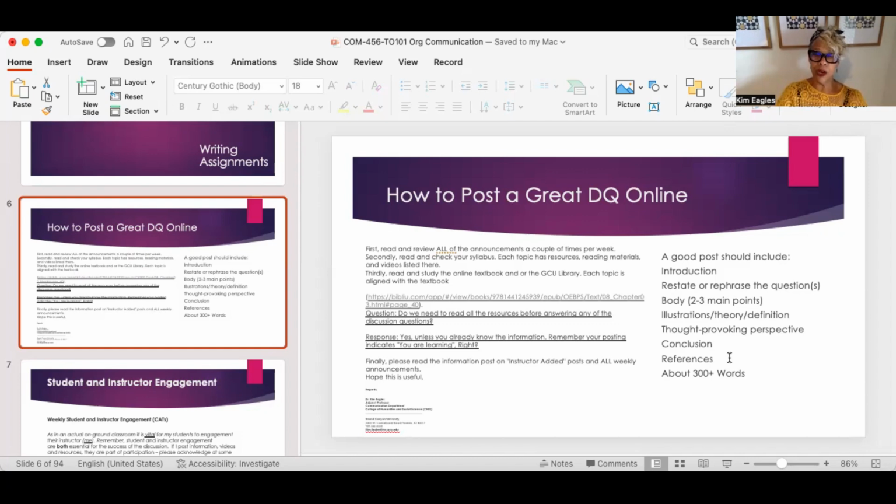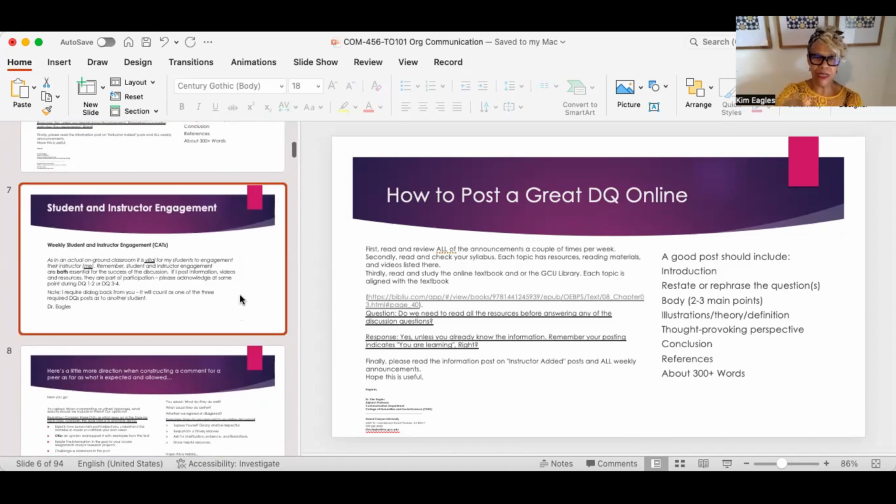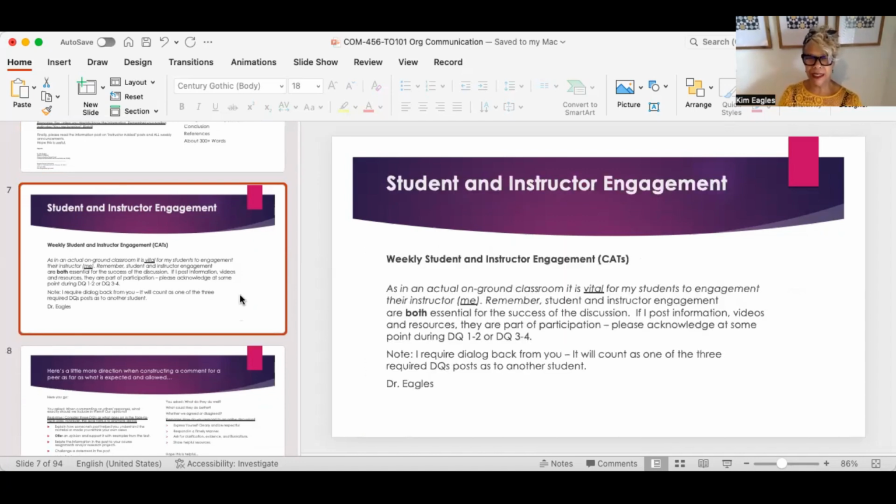Remember that your references are quite important. I will want those included in each one of your posts. This will include about 300 plus words in your discussion post. And usually that is what you will need to provide in order to make sure that you're getting all of the information that I'm looking for and that will be interesting to your classmates.